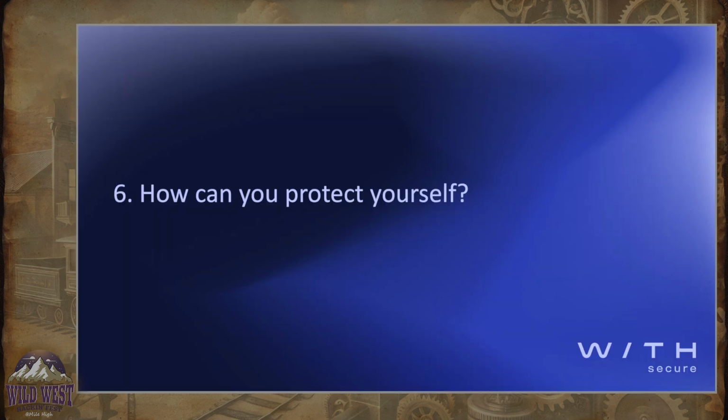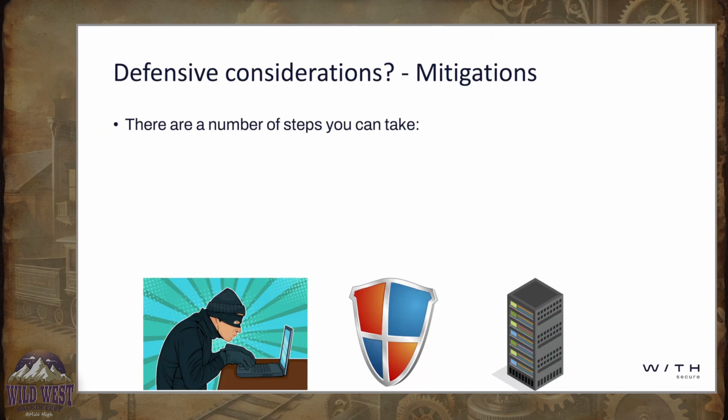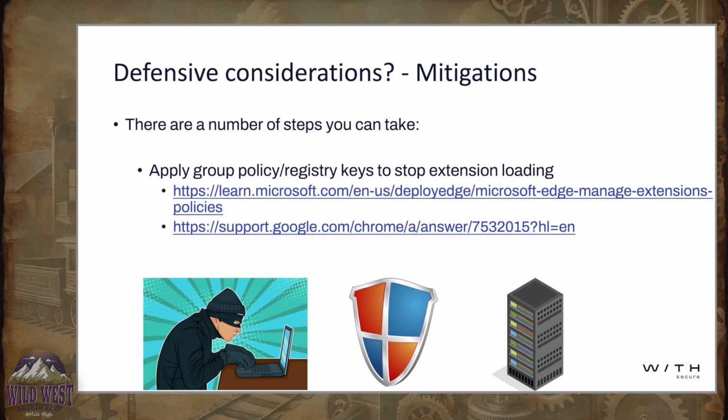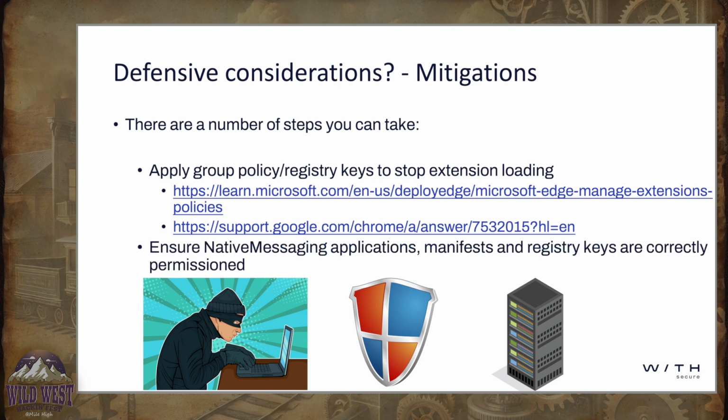So how can you protect yourself from these techniques? There's a couple of mitigations you can do. You can add group policy or registry keys to stop extension loading. That will cut out a bunch of those delivery techniques that we mentioned. For Edge and Chrome, those are the URLs to get the group policy templates. And then also, we can ensure native messaging applications, their manifests and registry keys are correctly permissioned, which would stop the privilege escalation stuff we talked about.